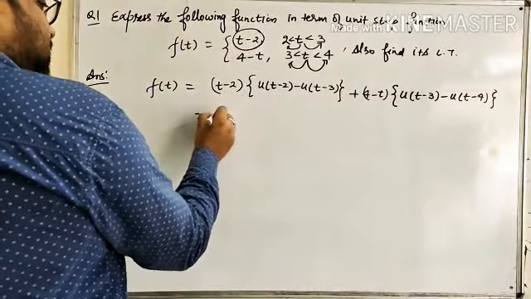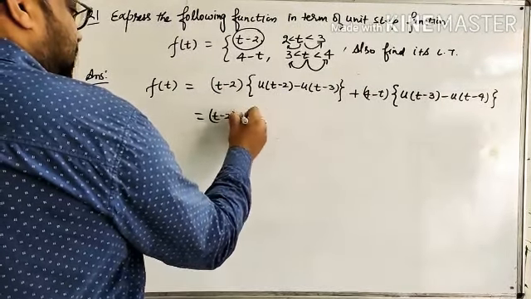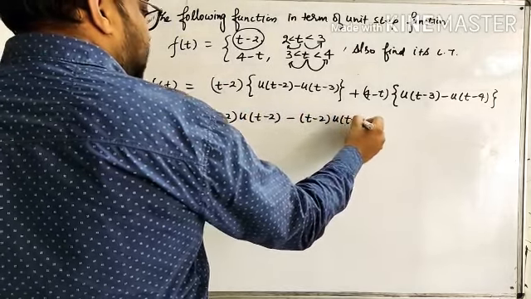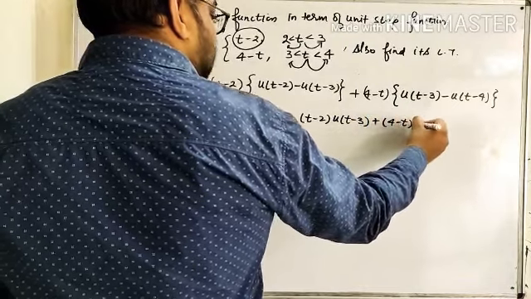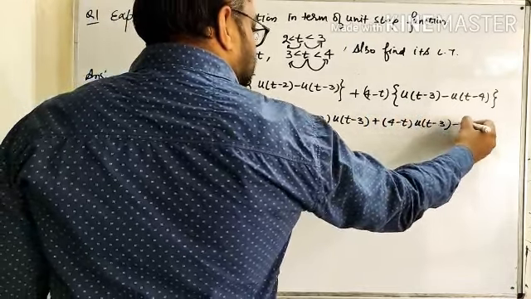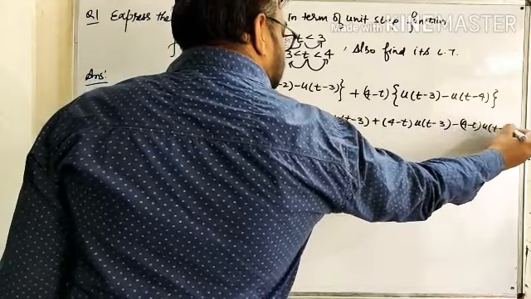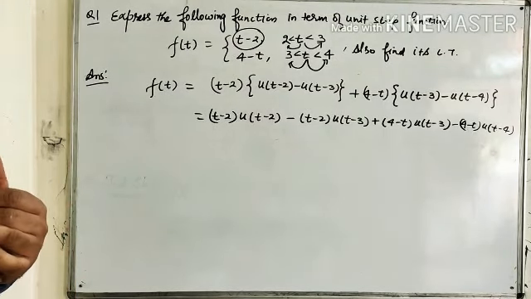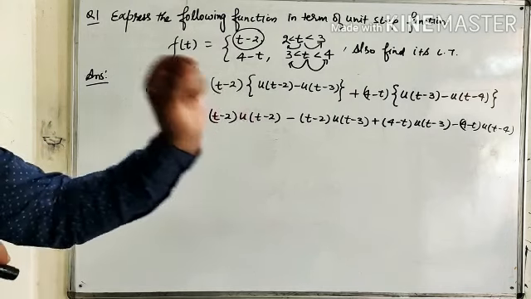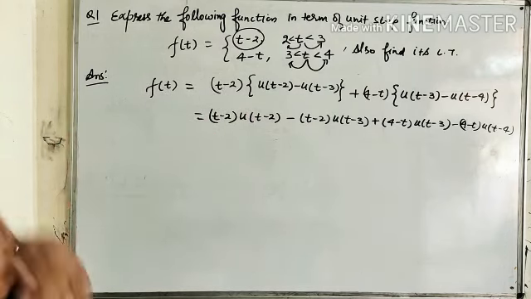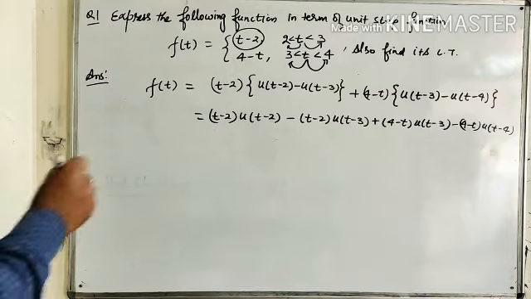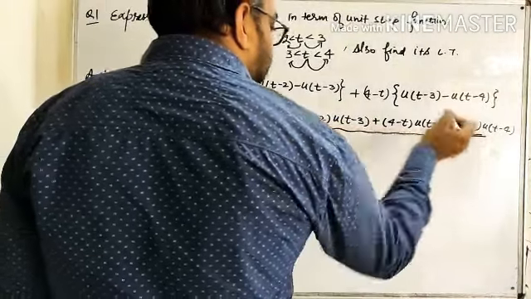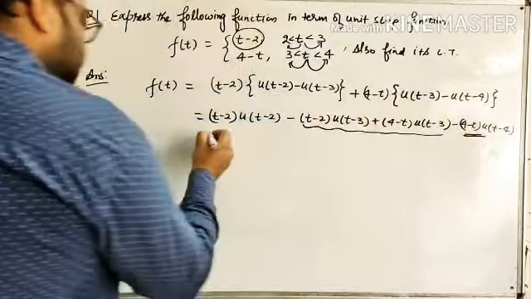Now simplify it. We can write it as (t minus 2) u(t minus 2) minus (t minus 2) u(t minus 3) plus (4 minus t) u(t minus 3) minus (4 minus t) u(t minus 4). We can find the Laplace transformation of a function in terms of f(t minus a) into u(t minus a). That is, it should be t minus a, not a minus t. So we can convert this 4 minus t as t minus 4, and in these two terms we have u(t minus 3) as common.